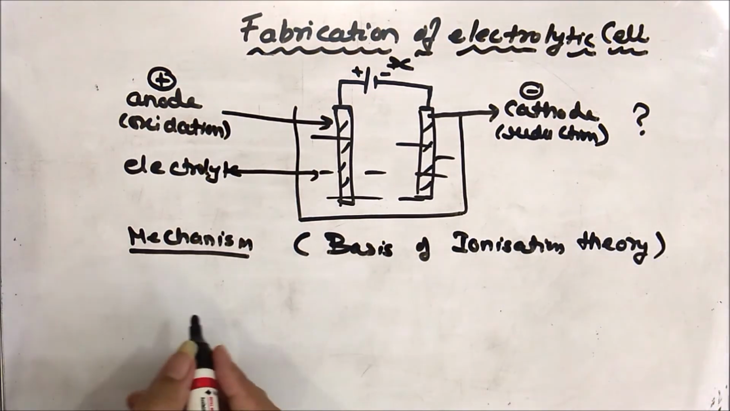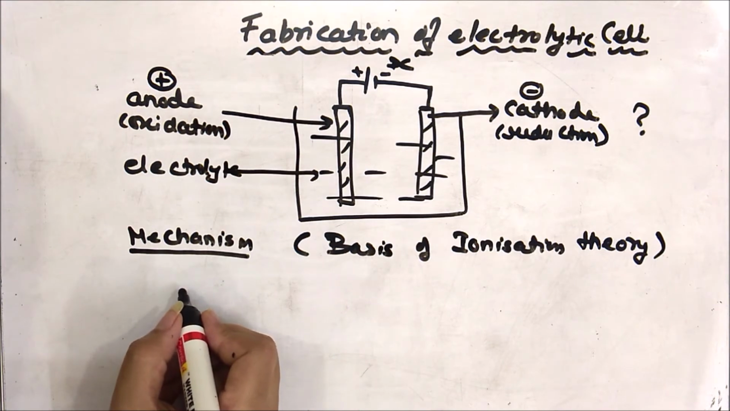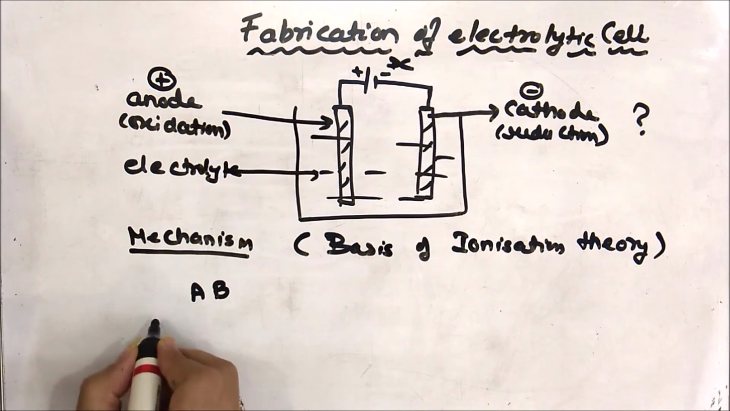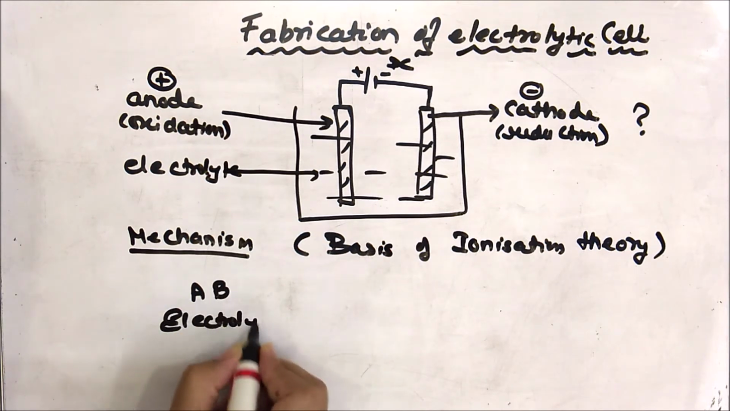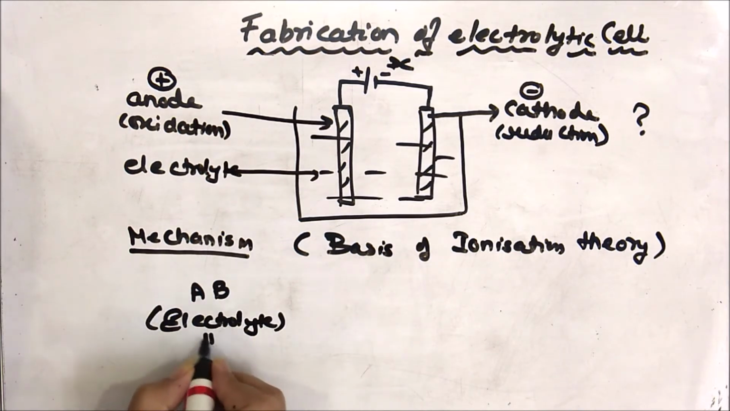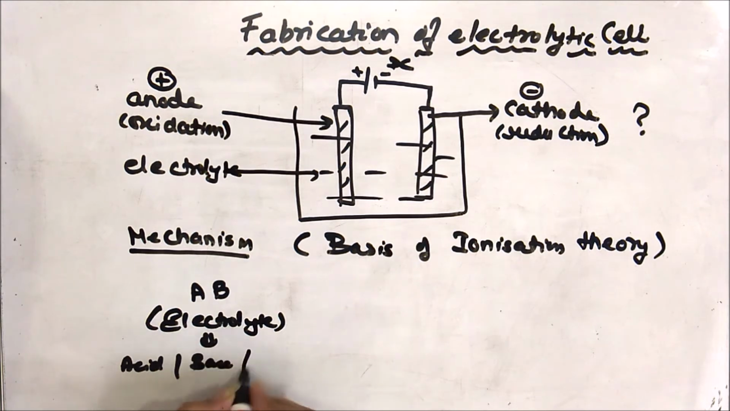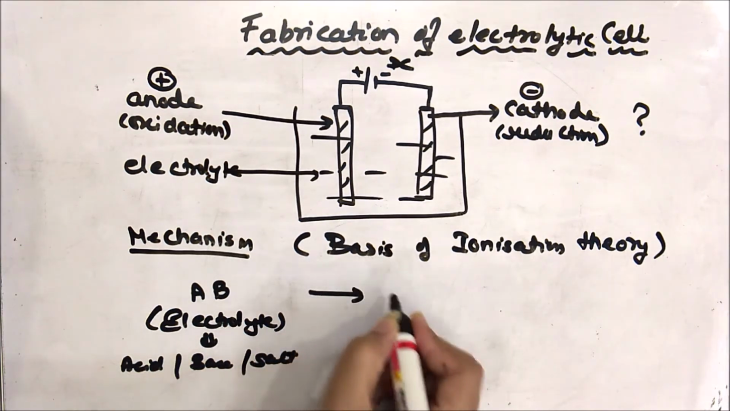Now see what happens in this electrolyte, which may be acid, base or salt. Suppose AB is the electrolyte. Let me write it down over here, this is the electrolyte, right? Now this electrolyte may be an acid, it may be a base, or it may be a salt, which forms from an acid and base reaction. Okay, so when this electrolyte is dissolved in water, what will it form?